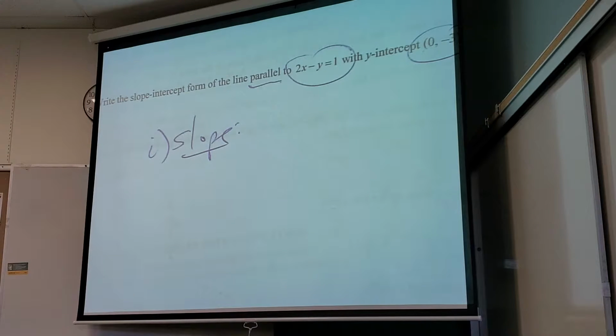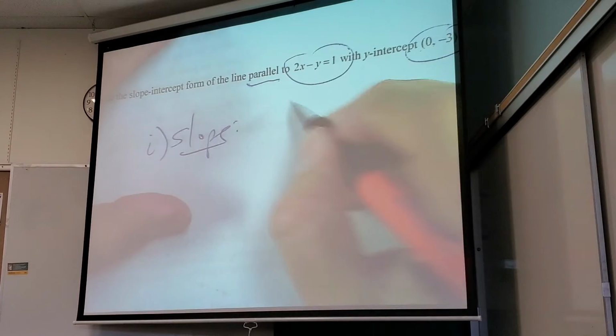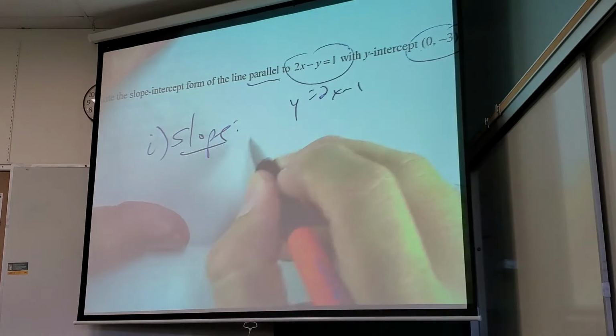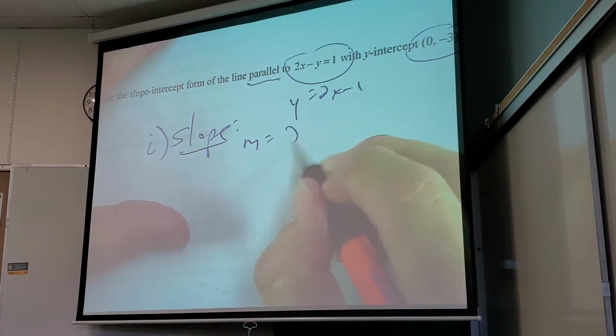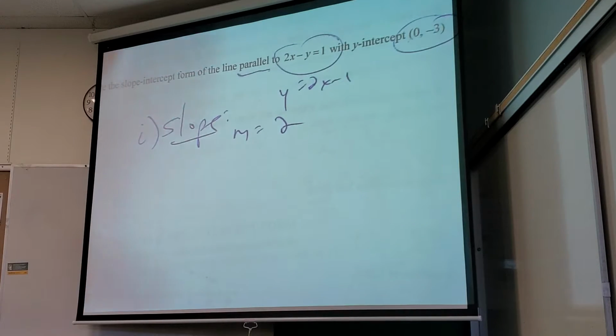And again, this is another situation. I can just switch the y and the 1. Add the y, subtract the 1, so I get y equals 2x minus 1. So what's my slope? 2. I like it.